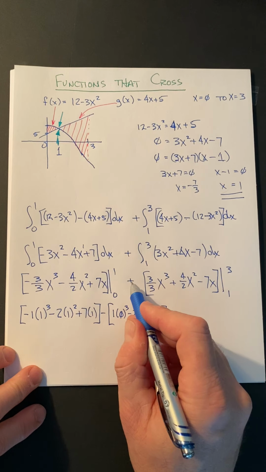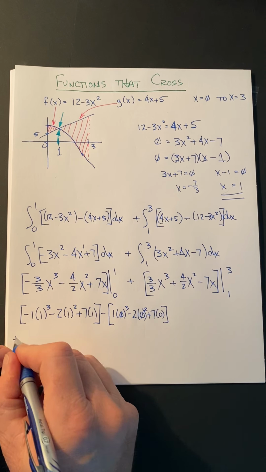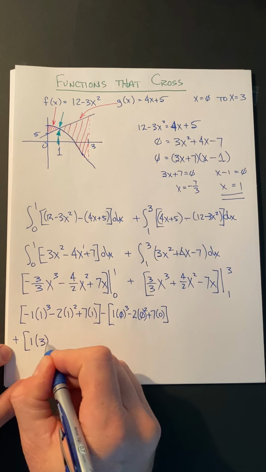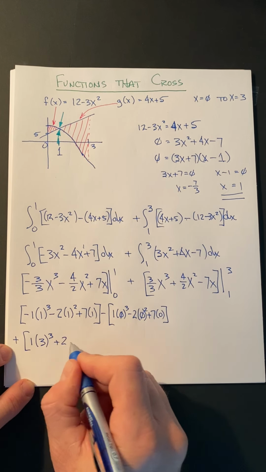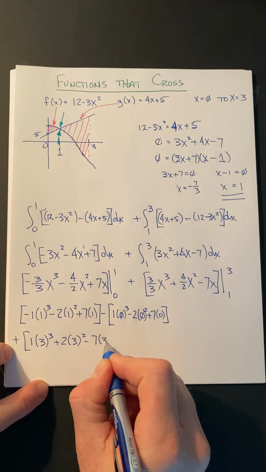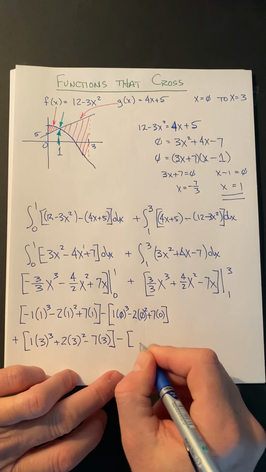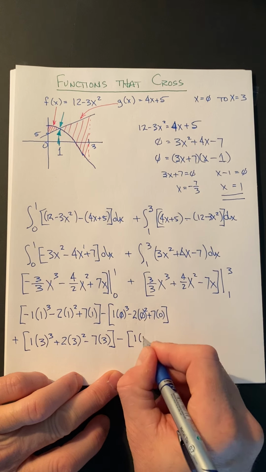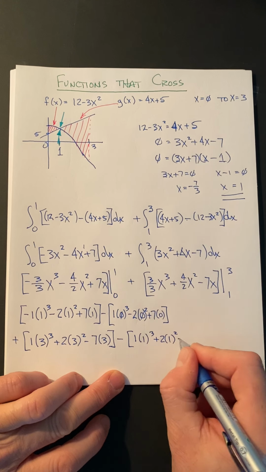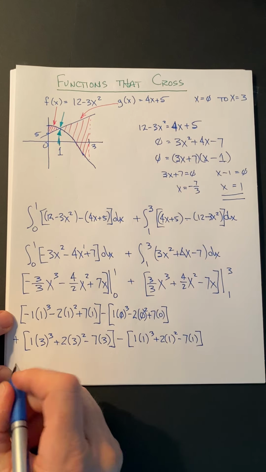Now I'm going to add to that the result of this integration. So I'm going to add 1 times 3 cubed plus 2 times 3 squared minus 7 times 3. And I'm going to subtract from it the lower, which is 1 times 1 cubed plus 2 times 1 squared minus 7 times 1. So what do we have here?